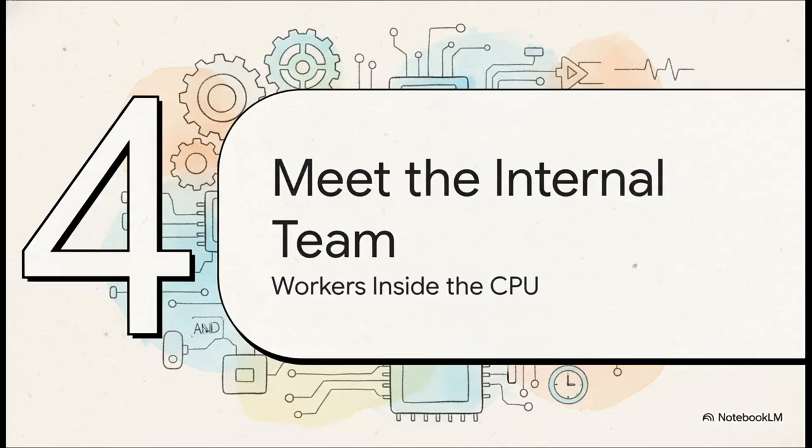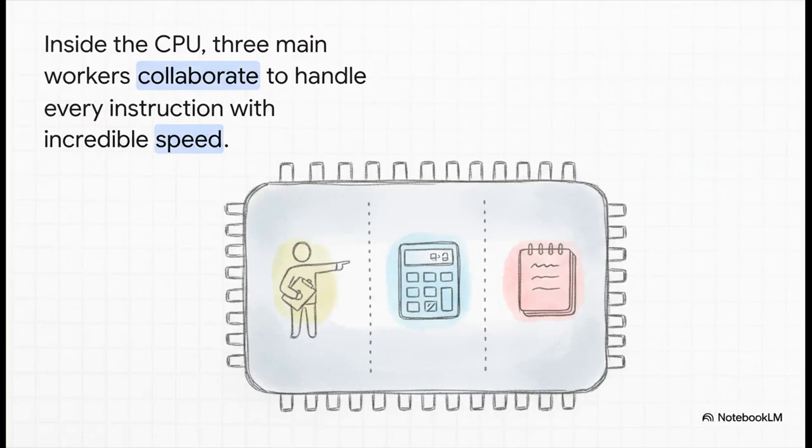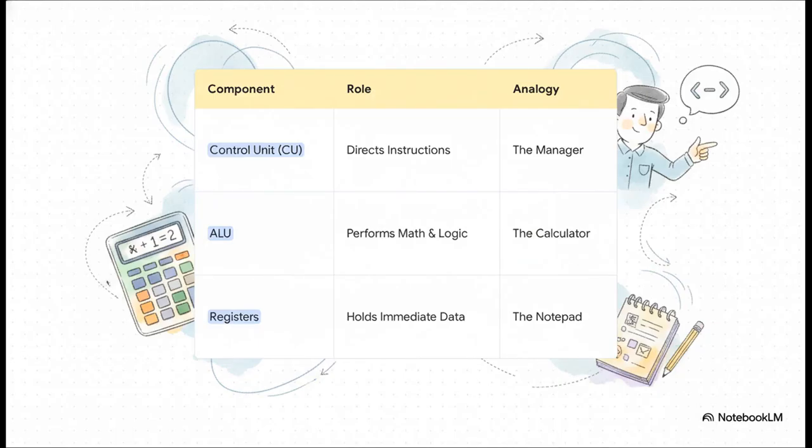So, who does all this work? Let's meet the internal team, the main workers inside the CPU. Basically, there are 3 main parts inside the CPU that handle these 4 steps we just talked about. Let's break down this little team.